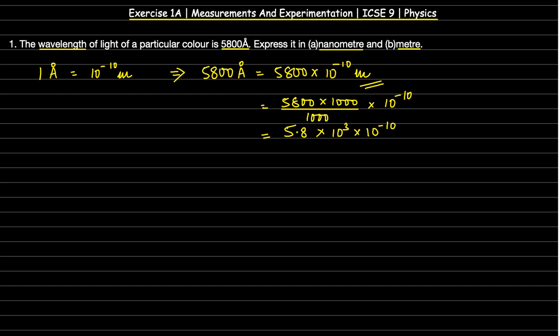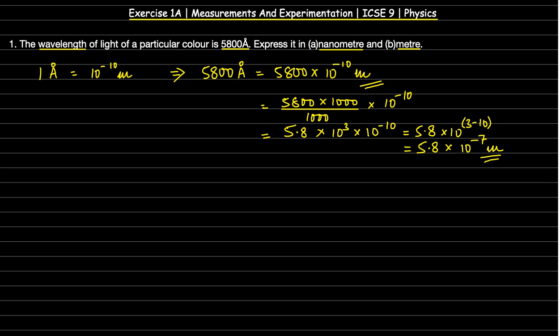So this would give me 5.8 into 10 to the power of 3 minus 10, because the powers would be added and we have a negative power. So plus into minus gives me minus. So we get the final answer as 5.8 into 10 to the power of minus 7 meters. So this is the second part, that is the B part answer. We have got it in meters.